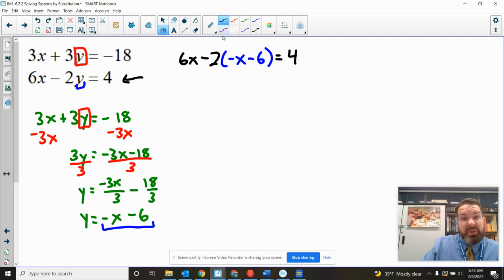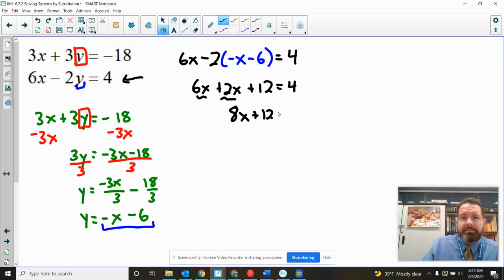Here is where I'd like you to do a little pause, solve this equation for the x, get a number, and then unpause when you're ready to check things. So let's distribute. I'll have 6x. Distribute negative 2 times negative x, it'd be plus 2x. Negative 2 times negative 6 plus 12. These are x's on the same side of the equation, so just add them up like they look. Now solve for this x.